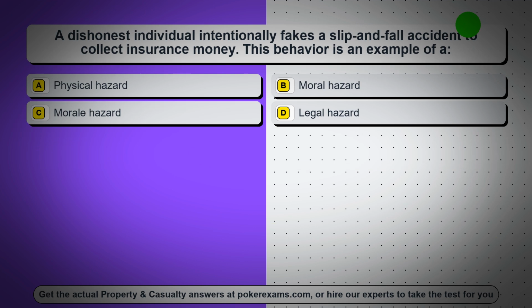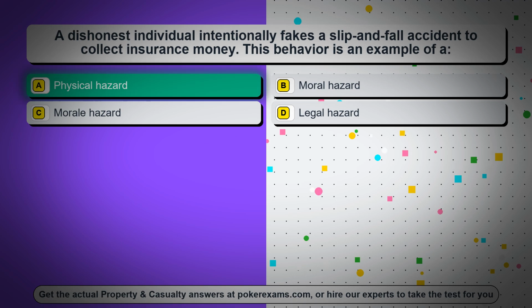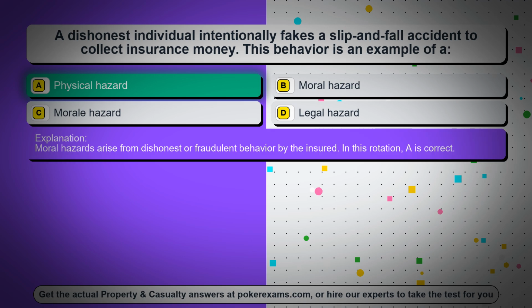Question 72. A dishonest individual intentionally fakes a slip-and-fall accident to collect insurance money. This behavior is an example of, option A, physical hazard. Option B, moral hazard. Option C, morale hazard. Option D, legal hazard. The correct answer is option A, physical hazard. Moral hazards arise from dishonest or fraudulent behavior by the insured. In this rotation, A is correct.